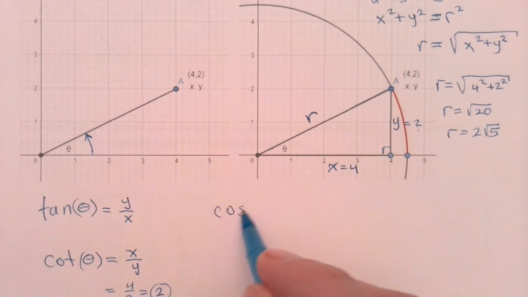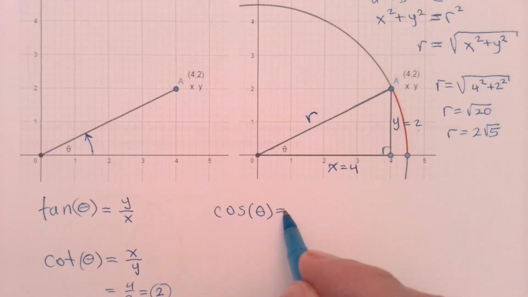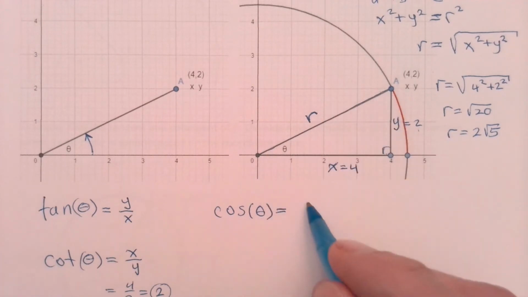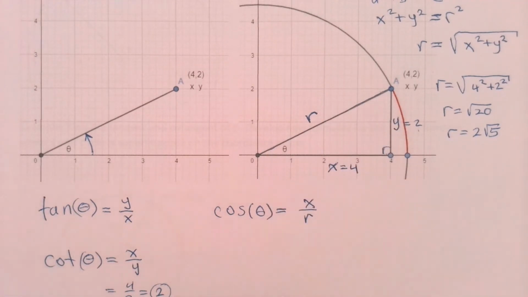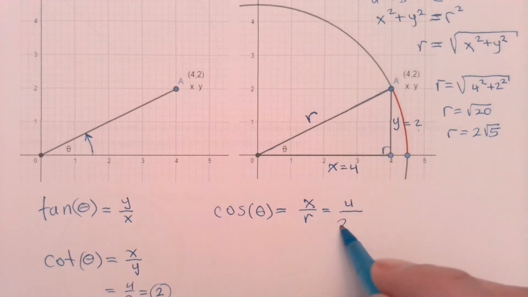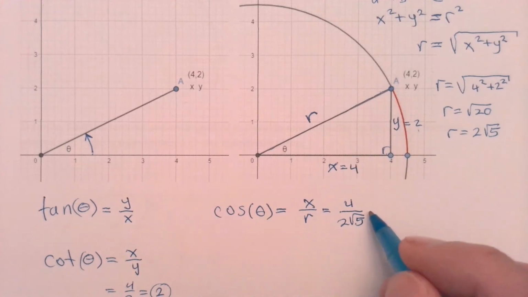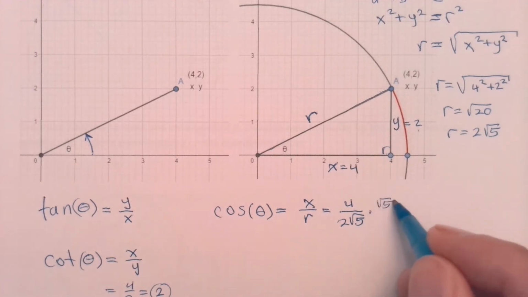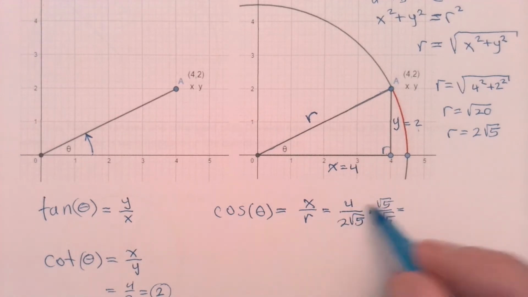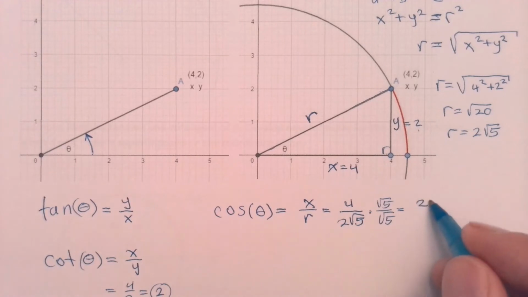Okay, well, cosine of theta by formula would be adjacent over hypotenuse. Adjacent is x, hypotenuse is r, that's x over r. And I can figure that out now. That would be 4 over 2 root 5. And we probably shouldn't leave that radical in the denominator, so we're going to multiply top and bottom by root 5, which is going to make 2 root 5 over 5. And that's how you get the cosine.